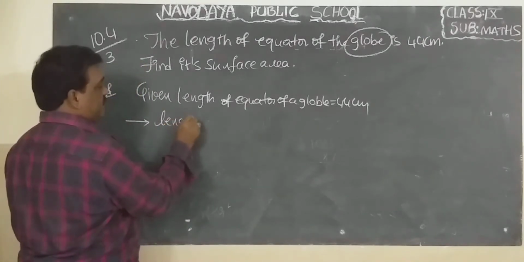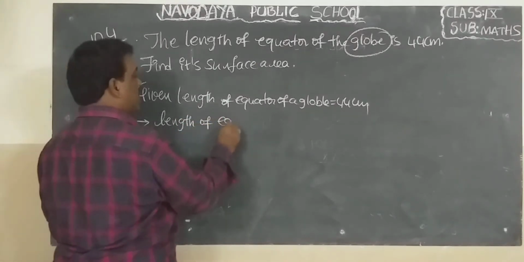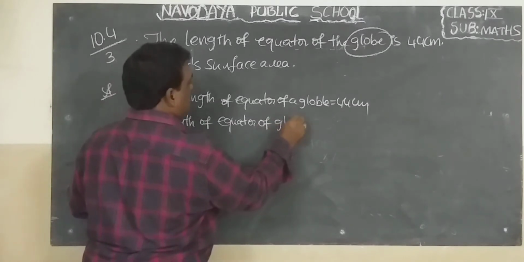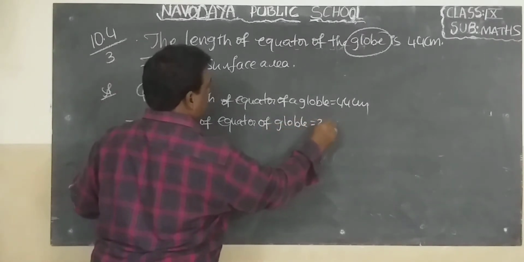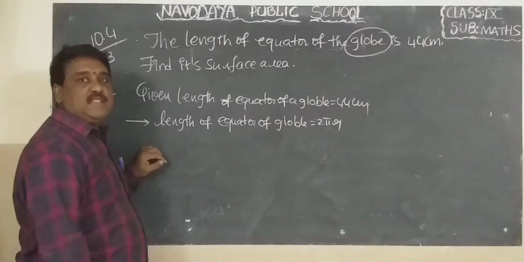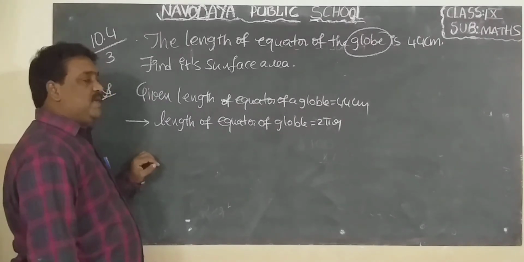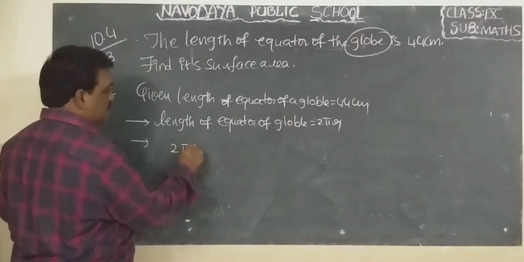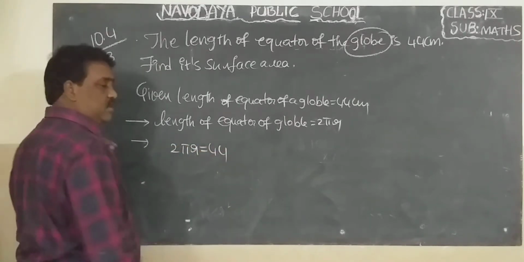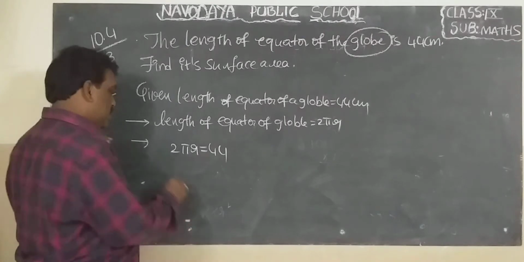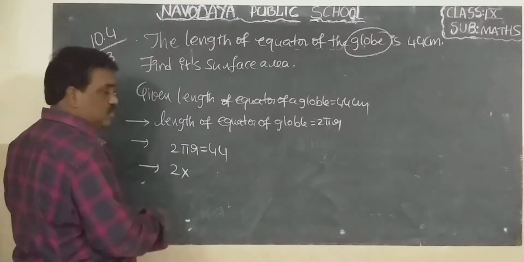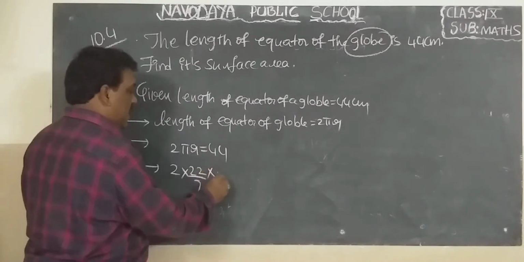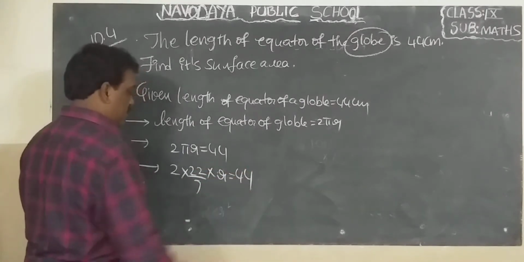What is the length of the equator of a globe? Length of the equator of a globe equal to formula 2 pi r. Circle, 2 pi r. Length of the equator of a globe is 2 pi r. Then equate them. 2 pi r equal to 44. 2 into pi value 22 by 7 into r equal to 44.